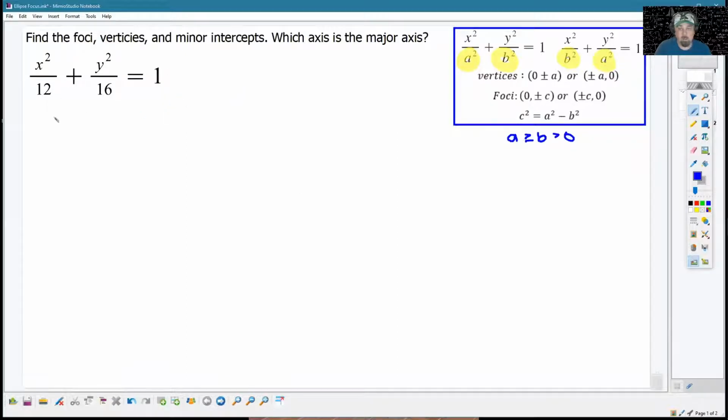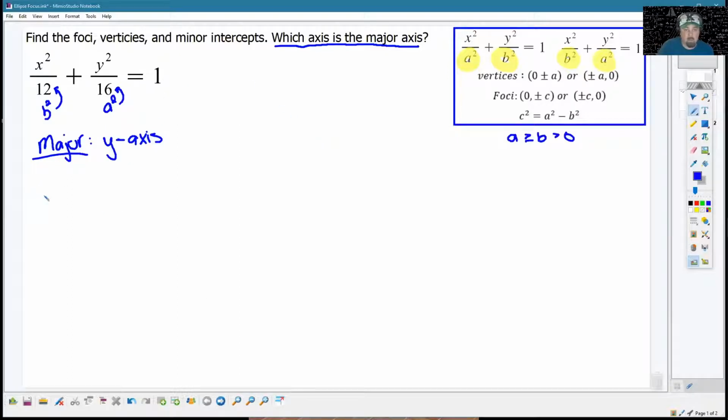So here, when we look at this, 16 is bigger than 12. So this has to be a squared, which makes this b squared. The reason it's important to figure out which one is a is because it helps us tell which axis is the major axis and which way the points are going to be set up. Since a falls underneath the y squared, that means our major axis is the y-axis. Whatever fraction has the bigger denominator, that variable is your major axis.